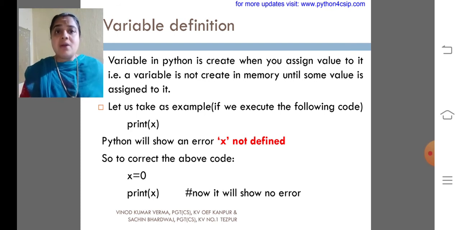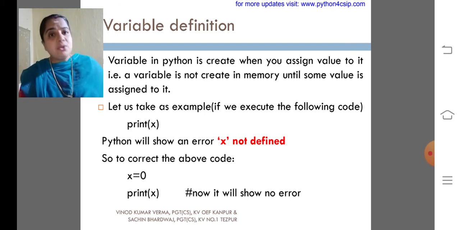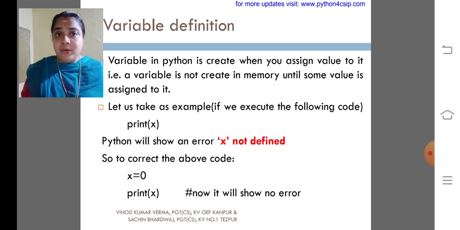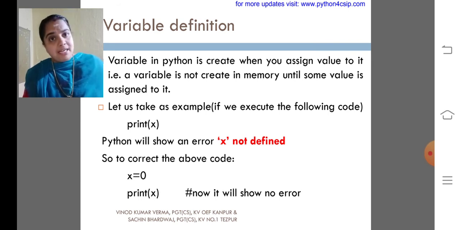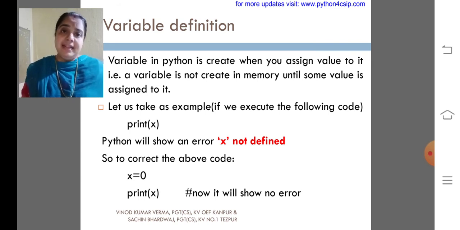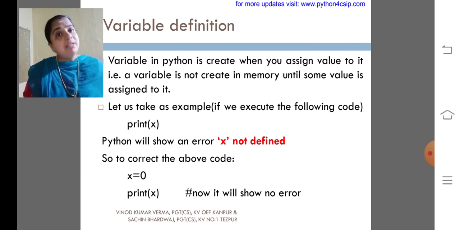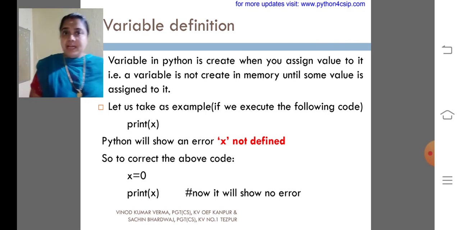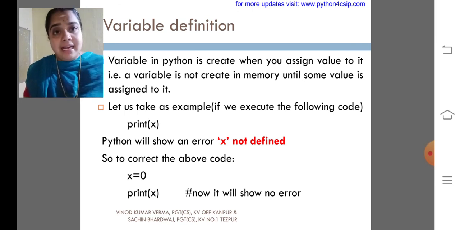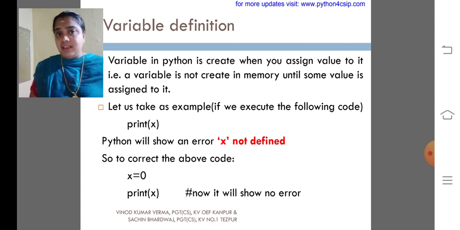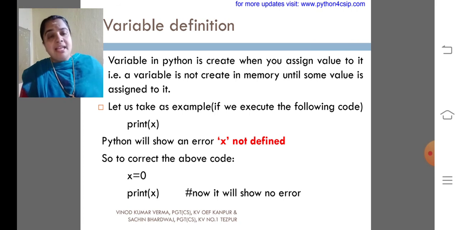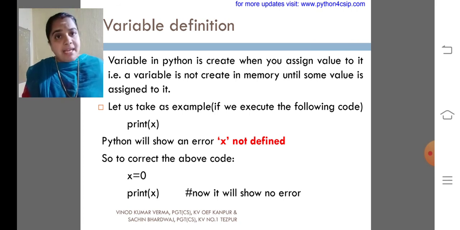Look at the next one. So how to correct it? X equal to 0. We have to give a value for x. Then try to print it, and we will get the answer 0, with no error. So my dear children, if you want to use any variable, it has to be assigned at first, either with a 0, or with None, or with the empty string, or with the empty list. Then only will it reserve some space in memory.